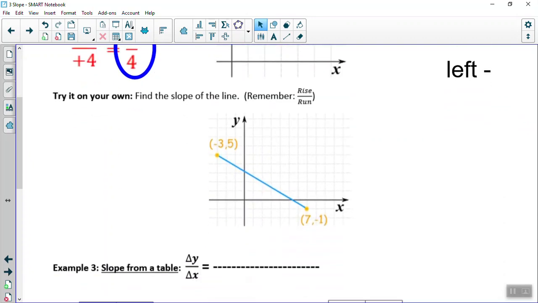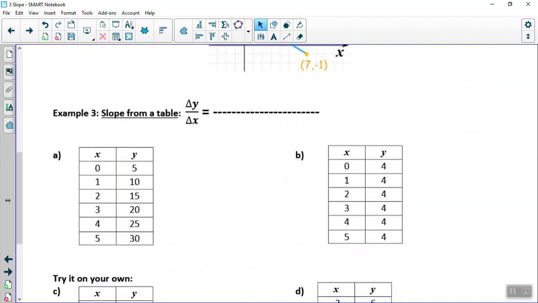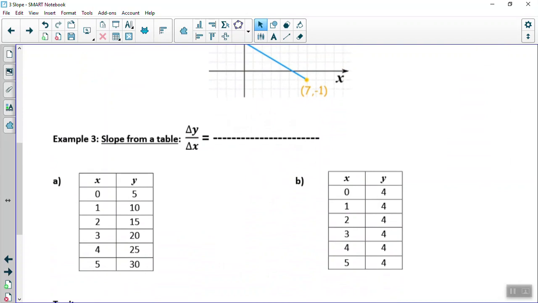All right, I want you to try this one on your own. You're trying to get from this point down to this point. Draw in your triangle, your rise, and your run. Go ahead and pause the video now. All right, let's take a look at our next example and see how we can find slope from a table.